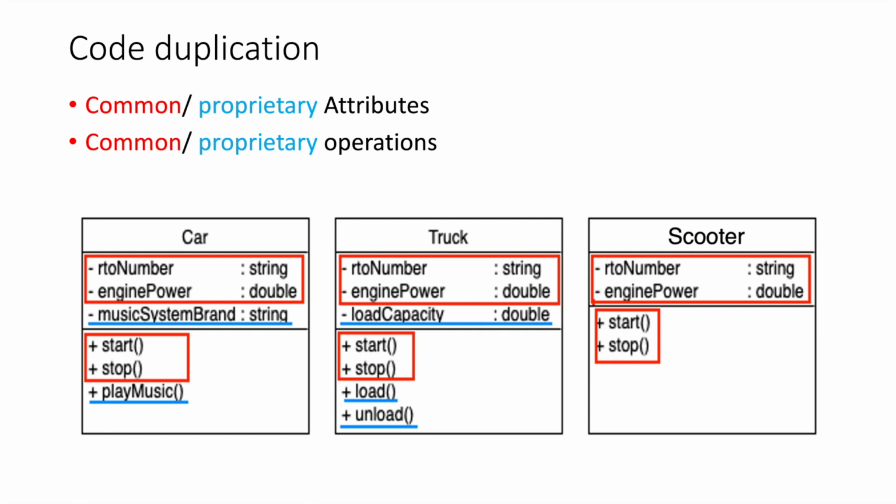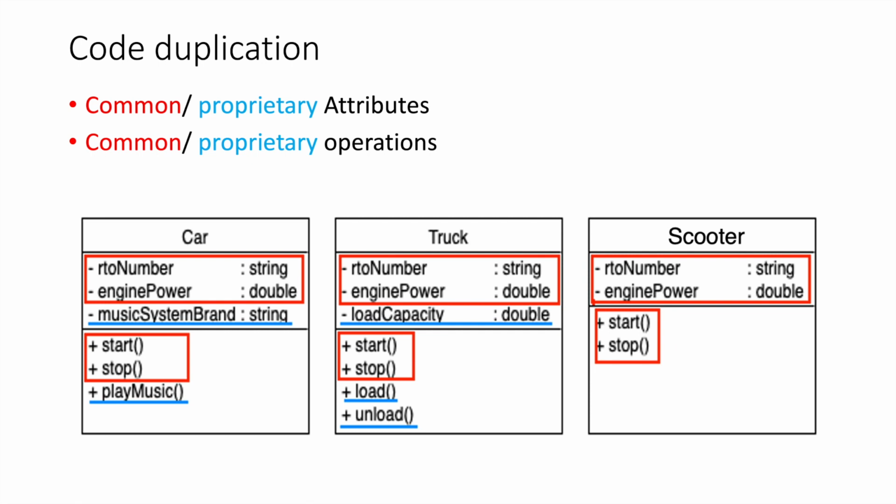Similarly, start and stop operation is a property or the feature of all the three classes, and that is why it is also appearing in all the three classes. We find this is where the code, rather the features, are replicated or copy pasted into different classes. Now to avoid this, first of all, let us understand that there can be certain attributes and certain operations which might be common to multiple classes in the given domain model.